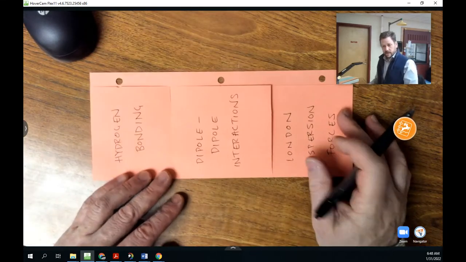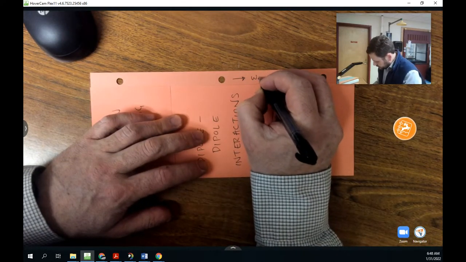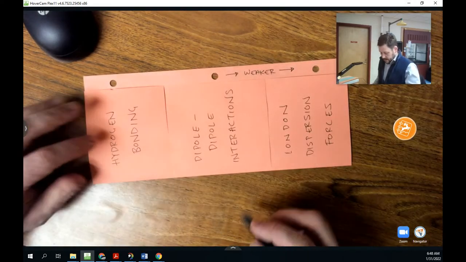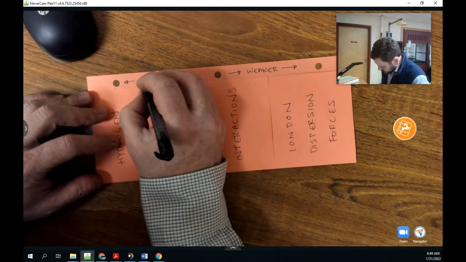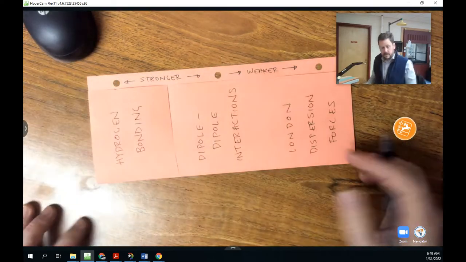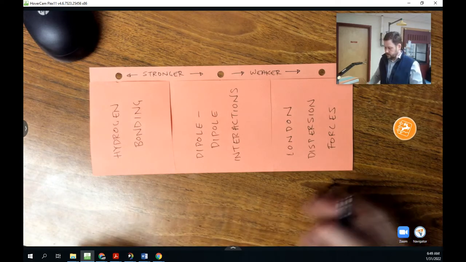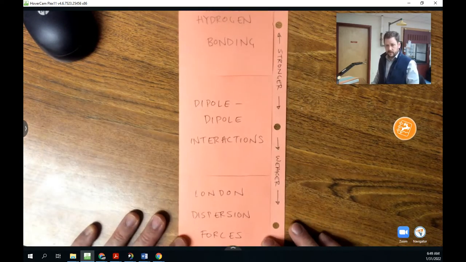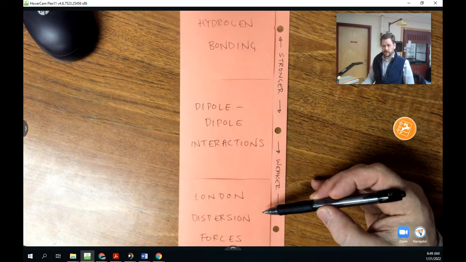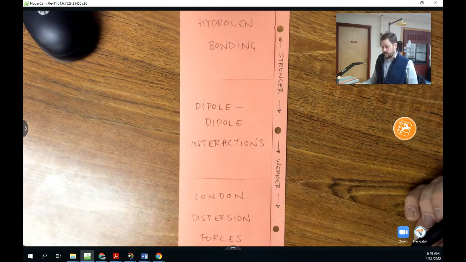Now, before we get into the details of all of these, I want to make a note that in this direction, we're talking about weaker forces. So I'm going to draw some arrows pointing this direction, and I'm going to draw some arrows pointing in this direction and write the word stronger, because as we go up the list vertically, we're going to be talking about stronger intermolecular forces of attraction. So we have our three intermolecular forces: hydrogen bonding, dipole-dipole interactions, and London dispersion forces. But we're going to start with the weakest first and talk about the mechanism by which these operate.